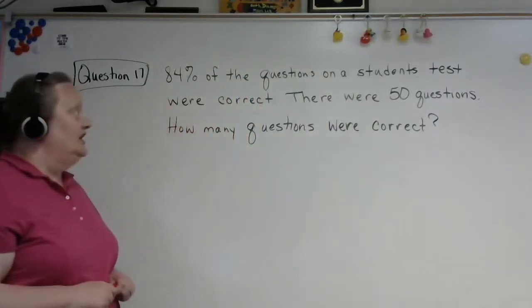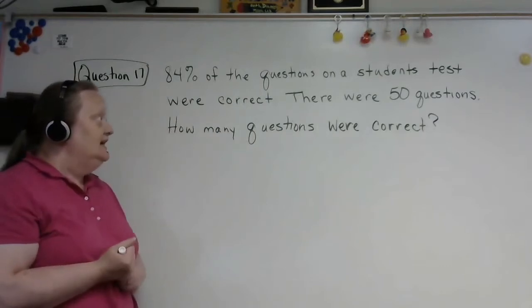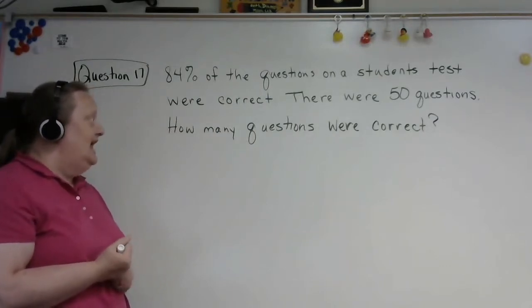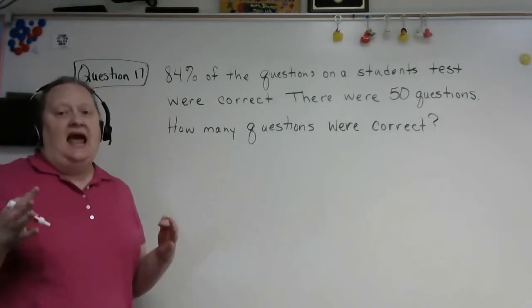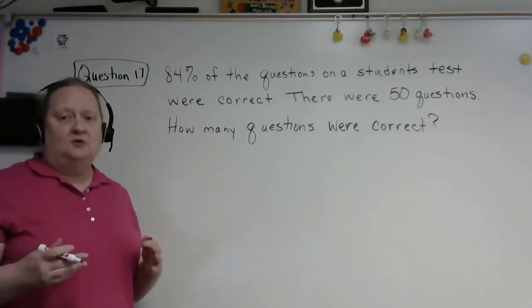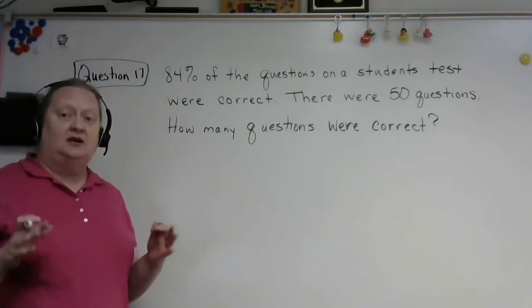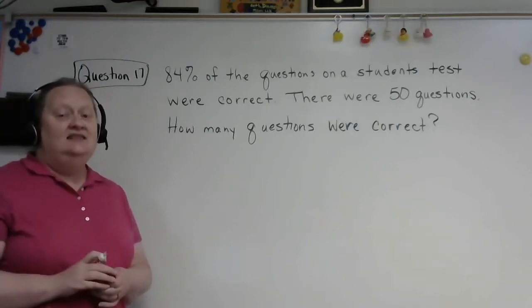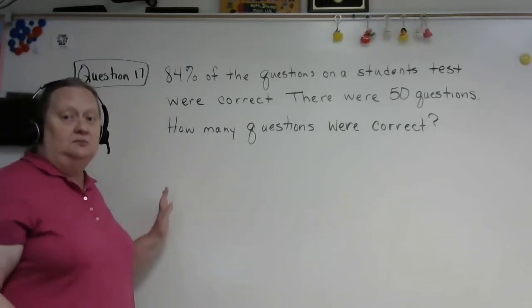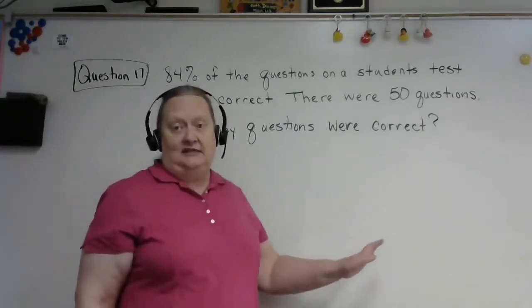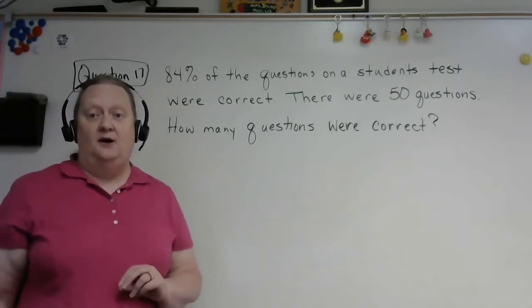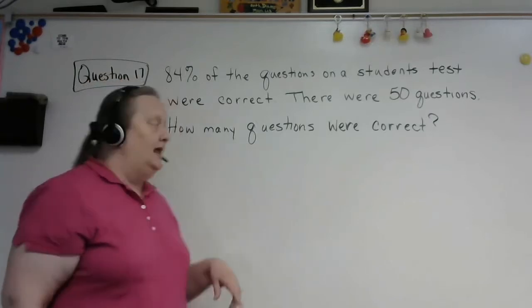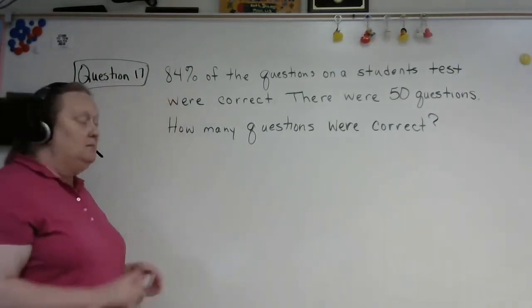84% of the questions on a student's test were correct. There were 50 questions. How many of the questions were correct? Again, as I start these problems, the first thing I'm going to do is make sure I understand what the question is asking. And then I'm either going to choose to do it with proportions or equations. Because I'm not sure which way your teacher is doing it, I will present both methods. You choose one. So let's set up the problem first.